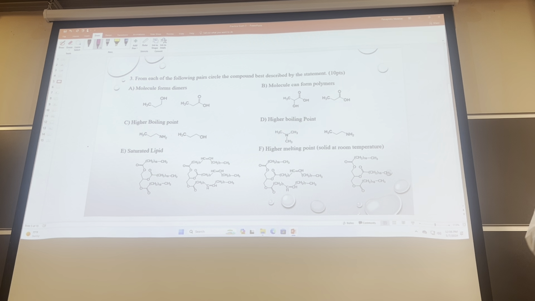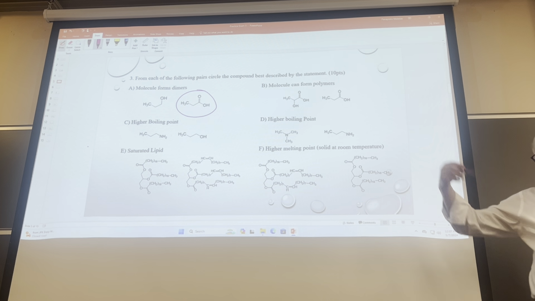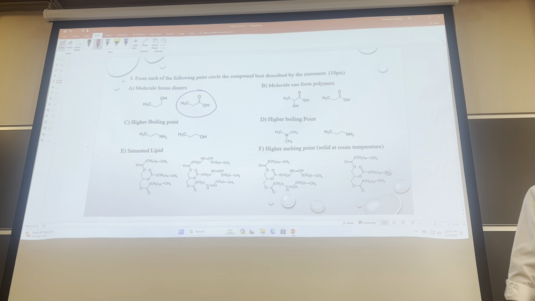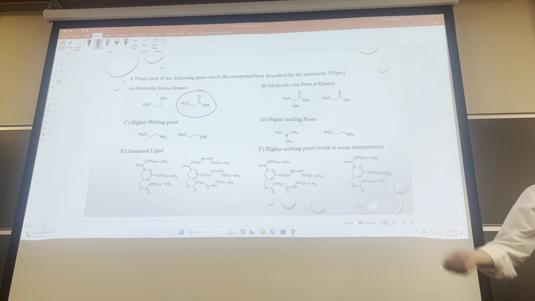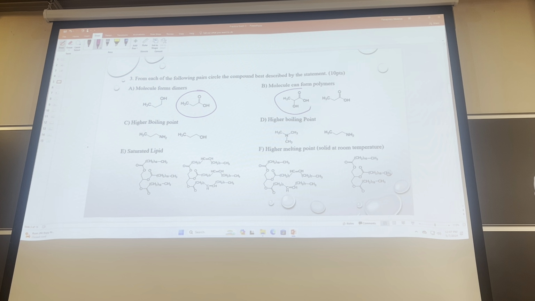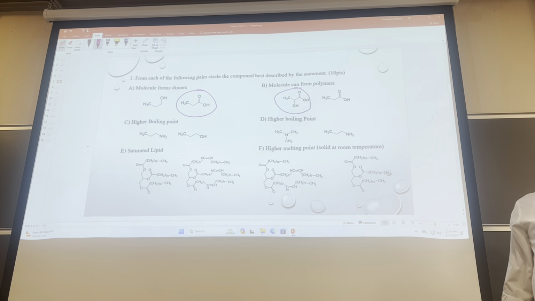Okay, from each pair, circle the compounds best described. The molecule forms dimers, alcohol or acid? The acid. Only the acids form dimers. That's why they have higher boiling points than the alcohols. Molecule can form polymers. You need to have a bifunctional molecule to form polymers, right? The one that has 2 functional groups, hydroxyl group and the carboxylic group.